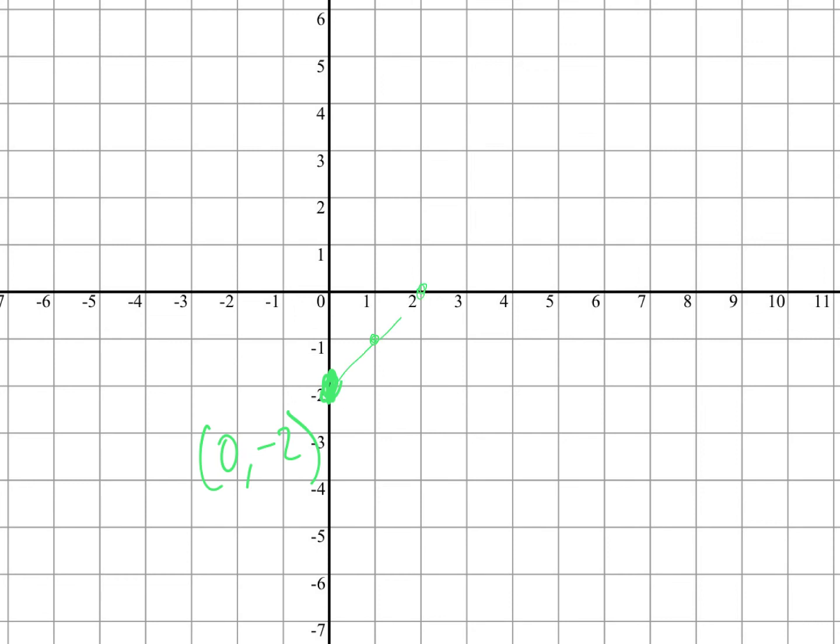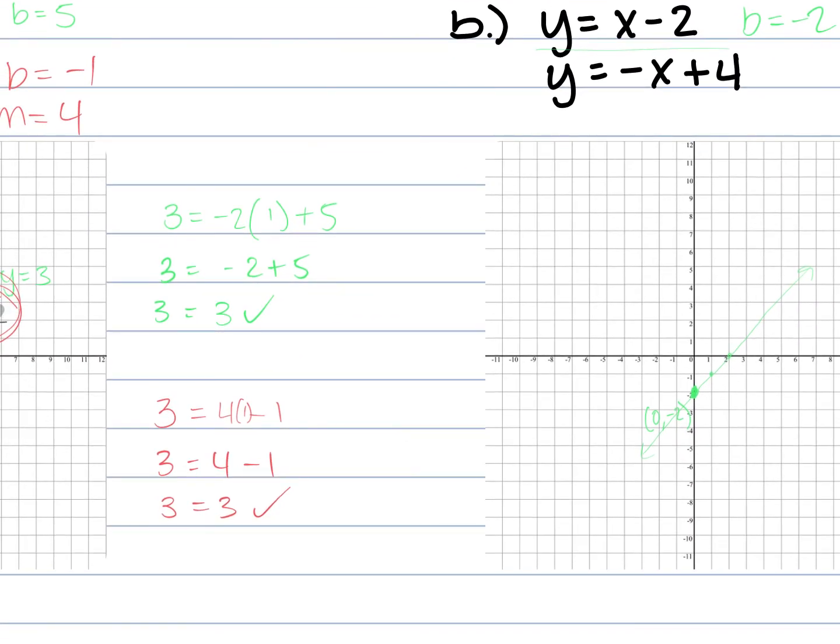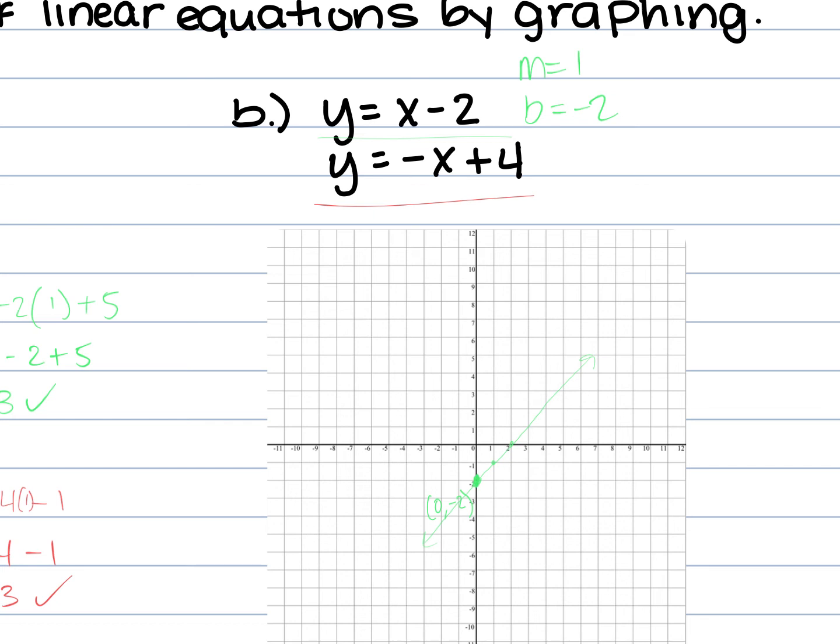McCarvin, do the red one, please. Your m is -1, and your b is 4. b is 4. What does that mean? How do I graph it? You graph 0, 4, and then you go down 1 and to the right 1. Good.